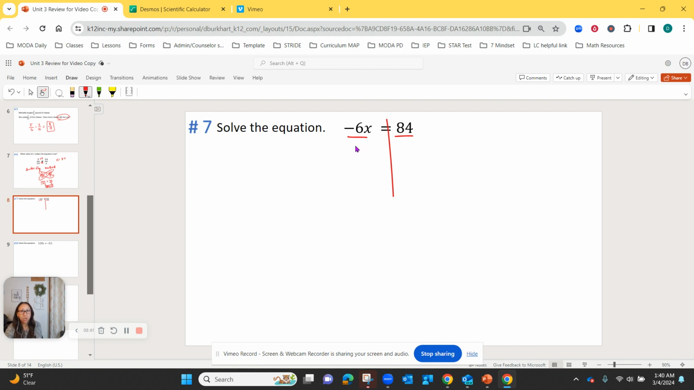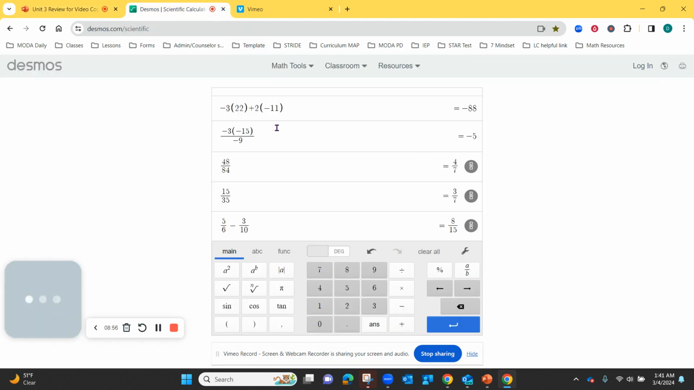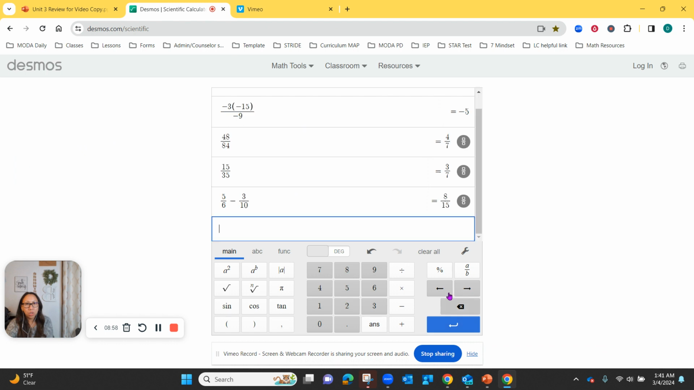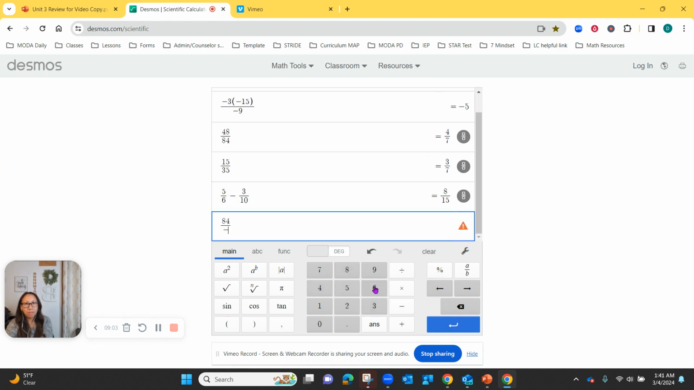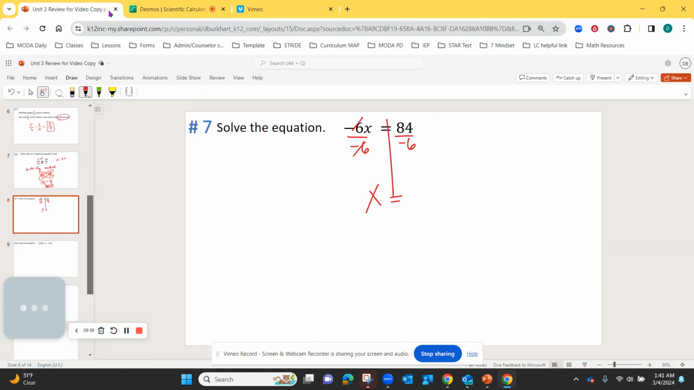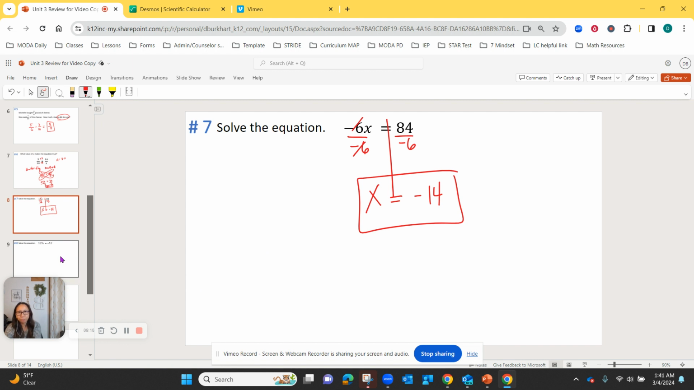So you're dividing each side by that number, which is -6. So then you have the x by itself, because -6 divided by -6, that's canceled out. It doesn't mean that's zeroed out, that it's just 1x or just x. And then you divide 84 divided by -6. So if you're using your Desmos, so 84 divided by -6, you're going to get -14 as your x. So you can also check that by multiplying -6 times -14, you're going to get +84.